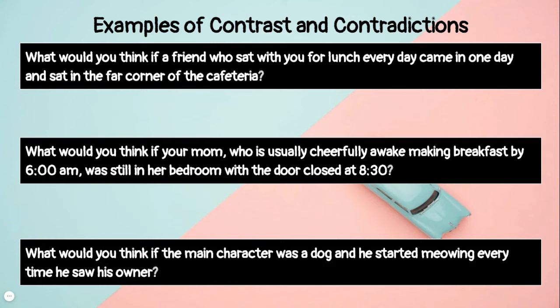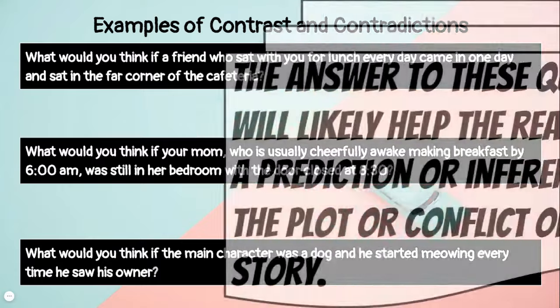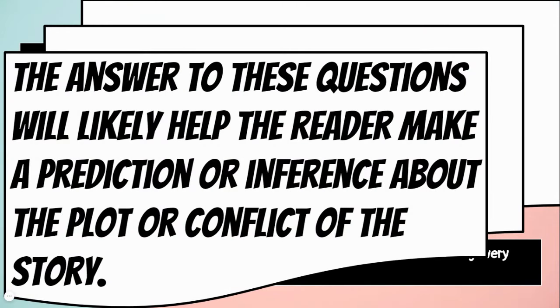What would you think if the main character was a dog and he started meowing every time he saw his owner? Well, this one's pretty ridiculous, but I think it's clear that the dog is broken. The answer to these questions will likely help the reader make a prediction or inference about the plot or conflict.